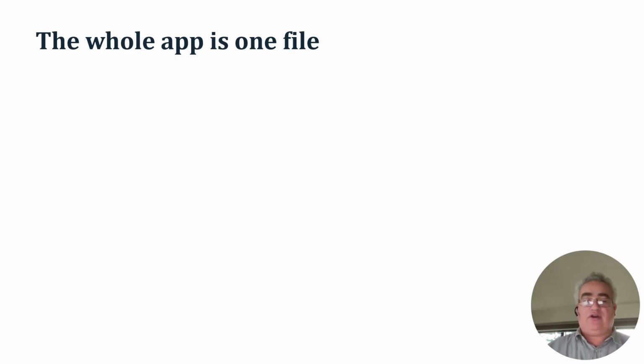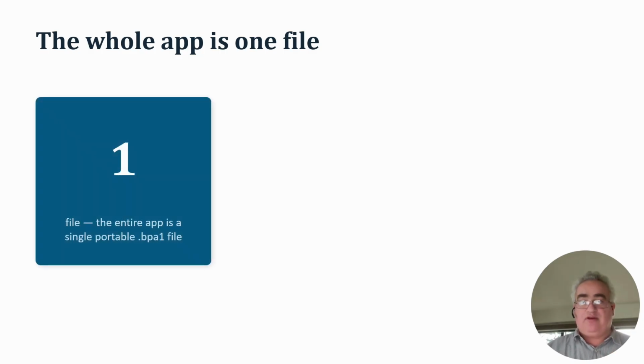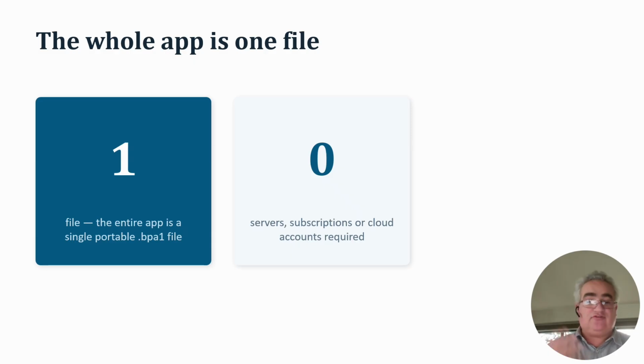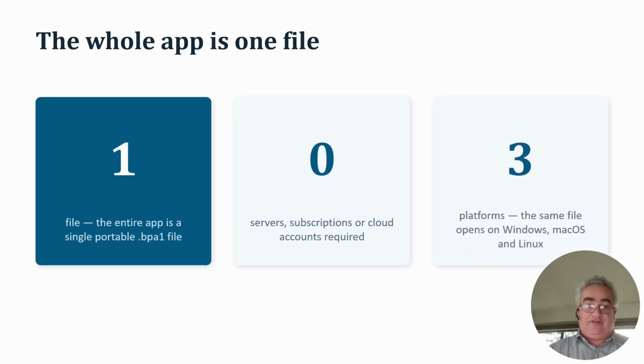It's cross-platform, a really easy way. Build on Windows, open on a Mac, build on Mac, open in Windows. The entire app is a single portable BPA1 file. So you don't need any servers, subscriptions, cloud accounts. Once you've got BPA1 Personal, you have it for life. And the same file opens on Windows, Mac OS, and Linux. So it's very, very portable and works across 3 platforms. And we hope in time to have it working on the phone as well.